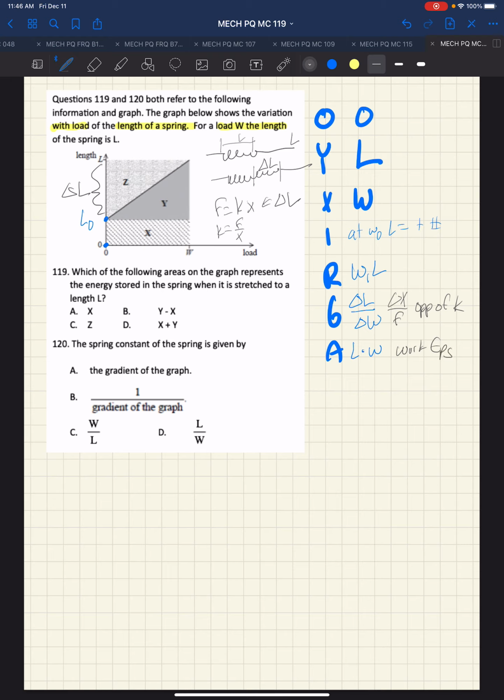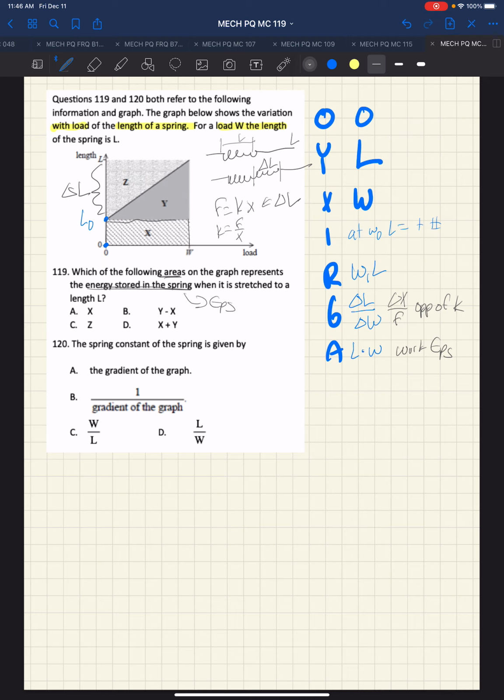So we've done our work, no pun intended, on this with the axes on this graph. And now we want to know which of the areas represents the energy stored in the spring, so the potential energy of the spring. So which is the area that matters, that we care about? Well, let's look at each of them in turn and see what each is.